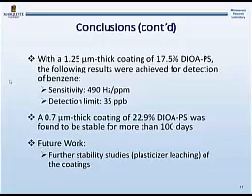In future work, we'll look into further stability studies with various polymer-plasticizer mixings to increase stability to more than 100 days.